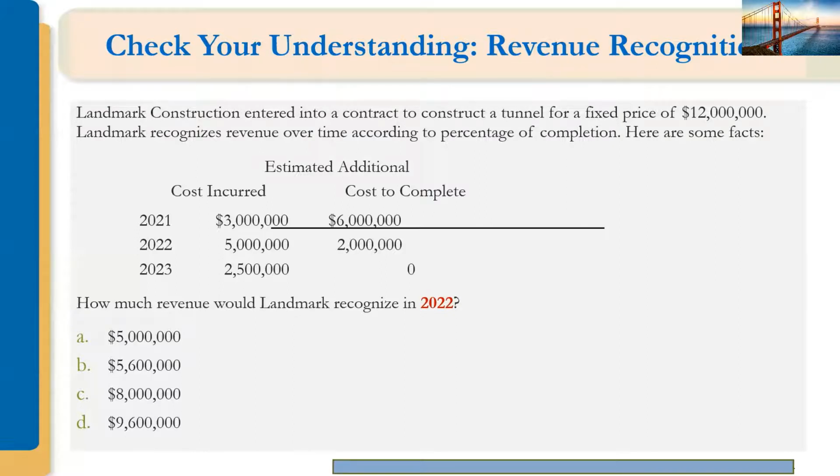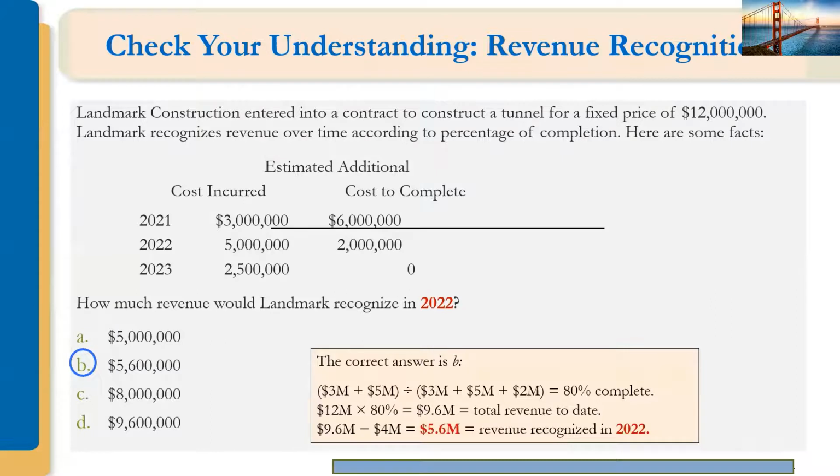Here's one for 2022. How much revenue would Landmark recognize in 2022? The same information is given. So the answer is B, $5.6 million. You should arrive at that answer by adding the 3 plus 5 million divided by 3 million plus 5 million plus 2, which will give you that 80%. And then when you multiply the 12 million by the 80%, it should give you $9.6 million total revenue to date. However, you have to use that 9.6 million and subtract the 4 million from it, which will give you the $5.6 million. And that's the revenue recognized in 2022.